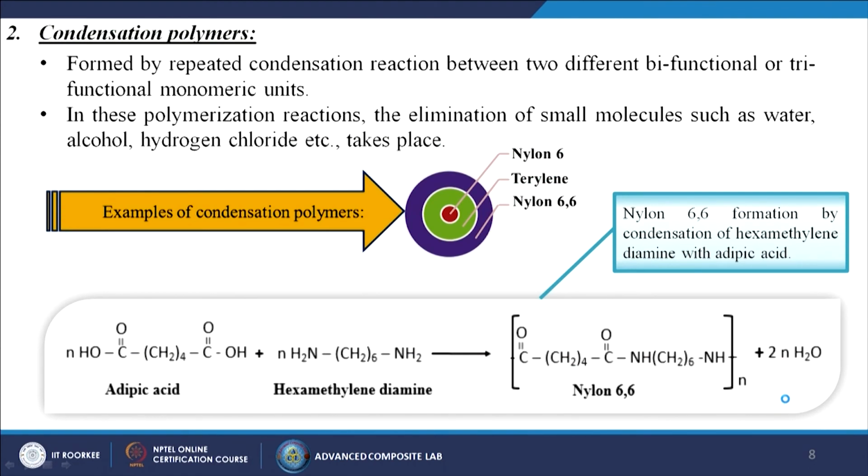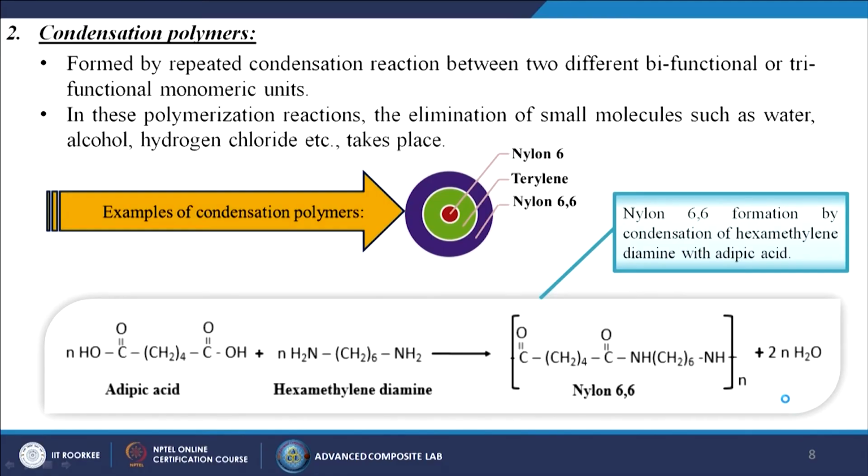Next, we are going to discuss the condensation polymers. They are formed by repeated condensation reactions between two different bifunctional or maybe trifunctional monomeric units. In these polymerization reactions, the elimination of small molecules such as water or maybe alcohol or maybe hydrogen chloride etc. takes place. So, what are the examples of the condensation polymers? Like nylon 6, terylene, nylon 6,6. So, how generally are we making it? We are adding adipic acid with the hexamethylene diamine, and then we are making the nylon 6,6 and the water, and then after that we are removing this water and we are getting the nylon 6,6.